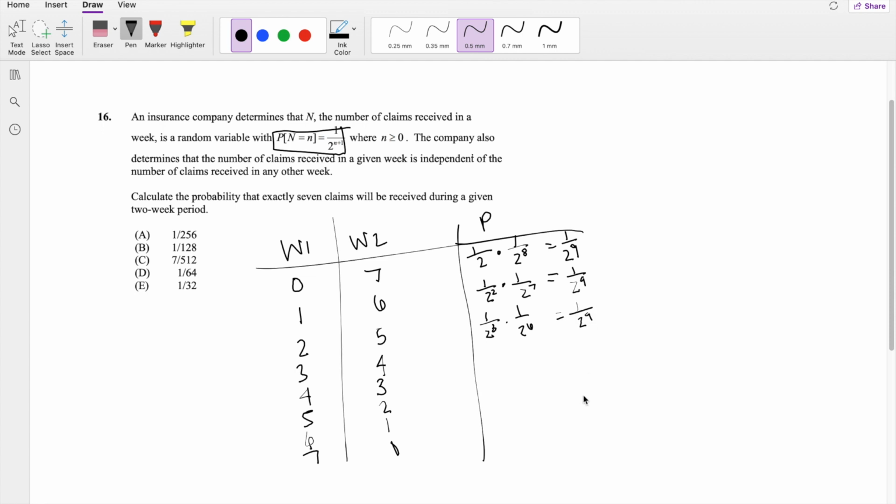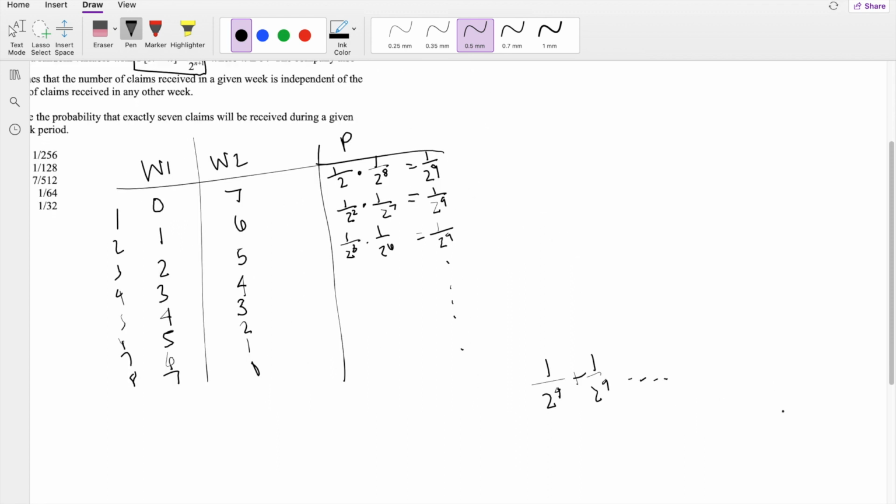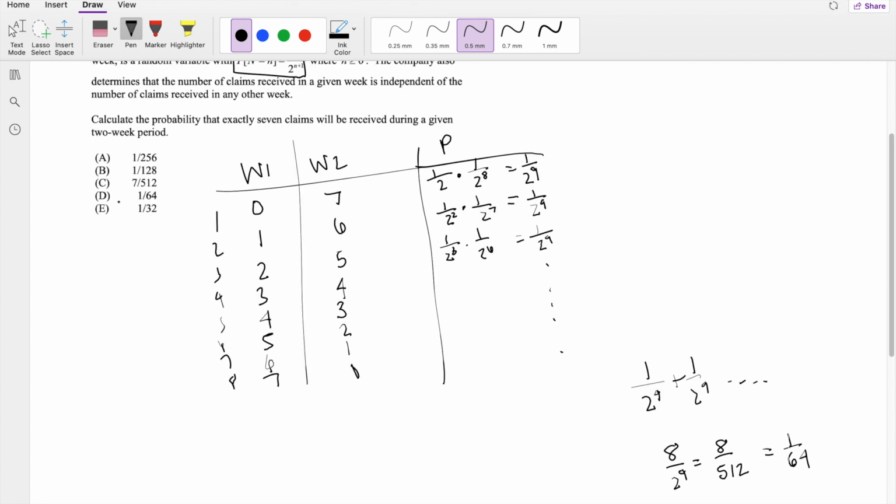So you're going to have 1 over 2 to the 9th all the way for all 8 of them, right? 1, 2, 3, 4, 5, 6, 7, 8. 1 over 2 to the 9th power times 1 over 2 to the 9th power 8 times. So we can say this is 8 over 2 to the 9th power, 8 over 512, which is also equal to 1 over 64. Our answer is D.